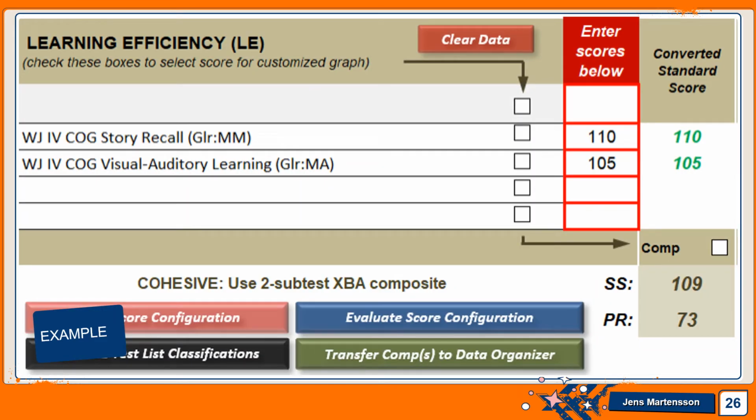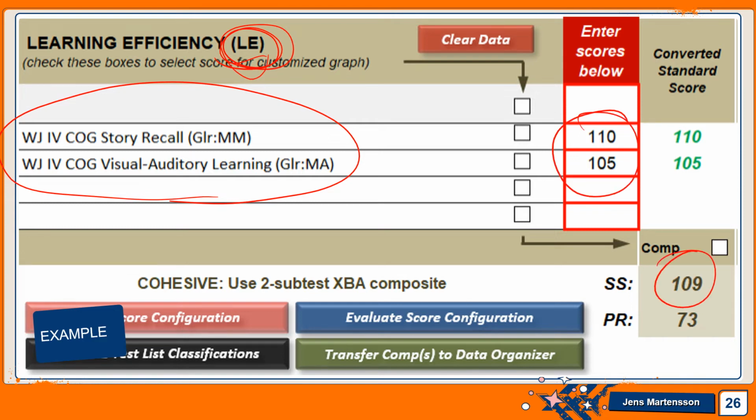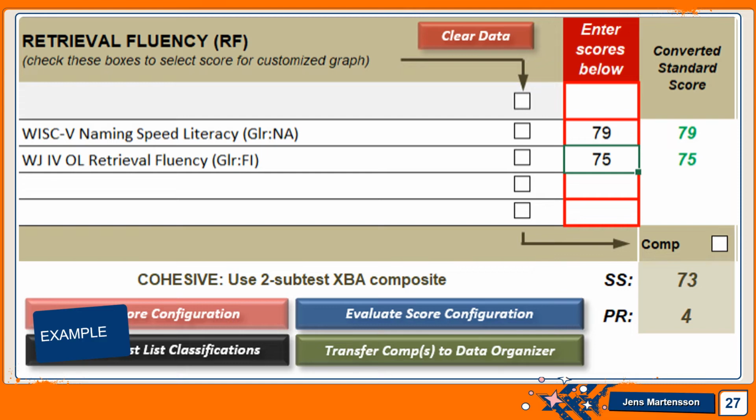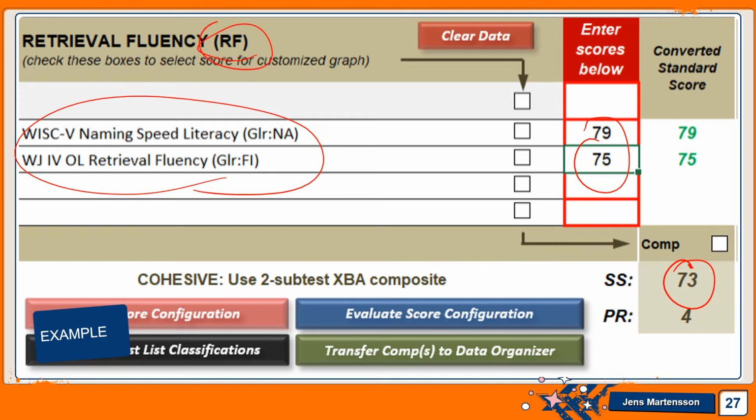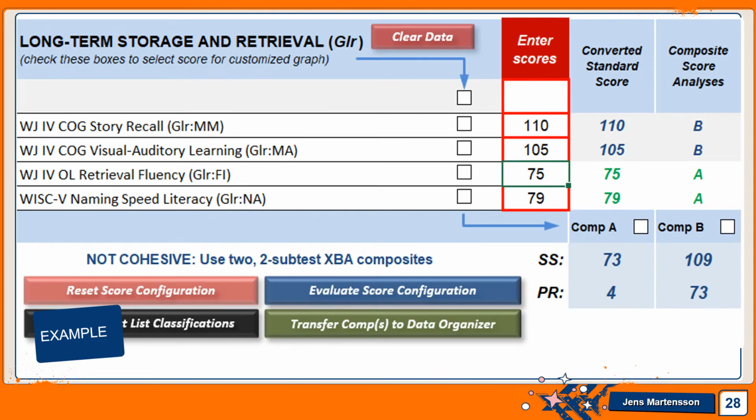Here's the opposite example. So here you have a guy with learning efficiency. The XBASS calls it LE. He got, wow, high scores. That is definitely not a deficit, right? And then I just put in the same scores here. So a deficit, again, in RF, learning efficiency, also known as retrieval fluency, also known as GR. Okay, so I put him in up at the top, and I freaked out at this point, needless to say, because one was a 109 and one was a 73.